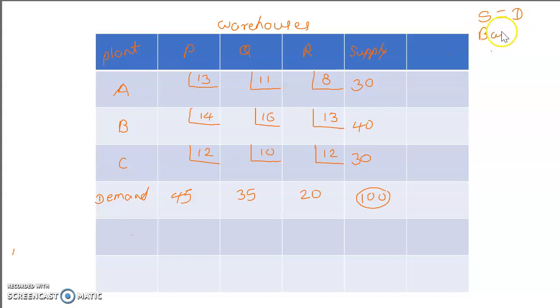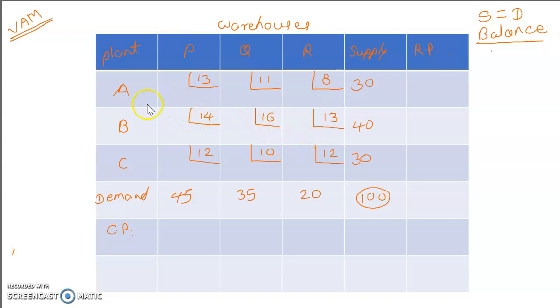So right now, supply is equal to demand. Therefore, the given matrix is a balanced matrix. If the problem is balanced, then we can proceed for the solution. Right now we want to solve this problem by the VAM method, Vogel's approximation method. For the VAM method, the first stage is to calculate the row penalties and column penalties. For the purpose of calculating penalties, identify the minimum number and second minimum number and take the difference.